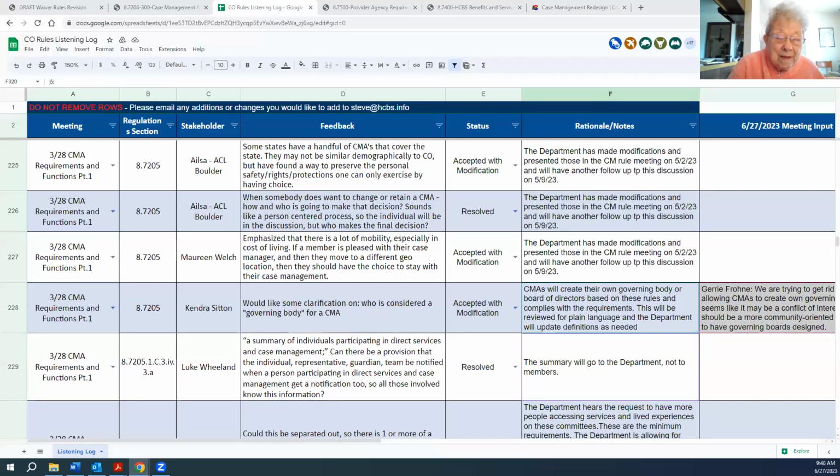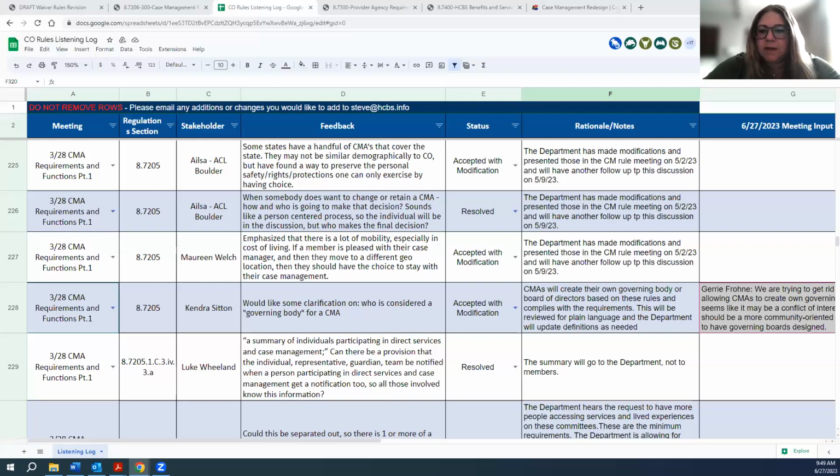Do we have any subject matter experts that can take that question that Jerry just raised? 228 would like some clarification on who is considered a governing body for a CMA. And Jerry's worry is the CMA is creating their own governing body or board.